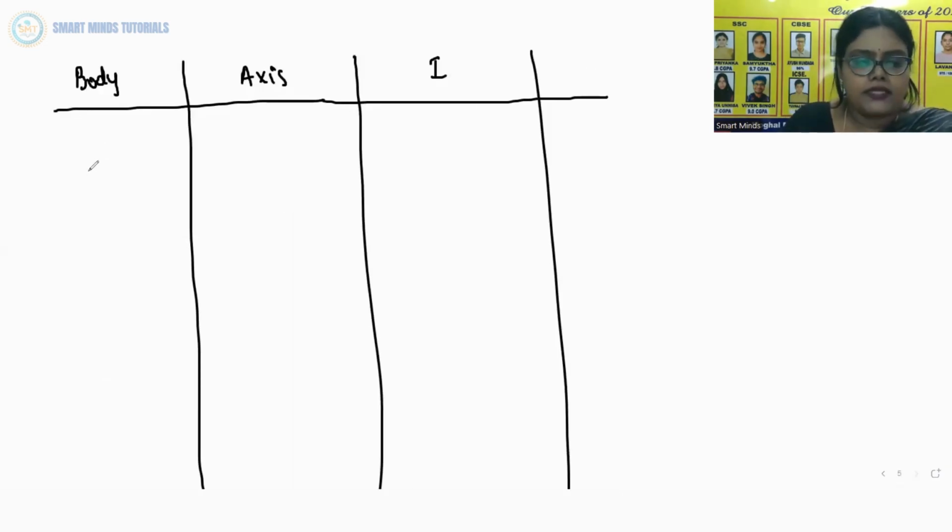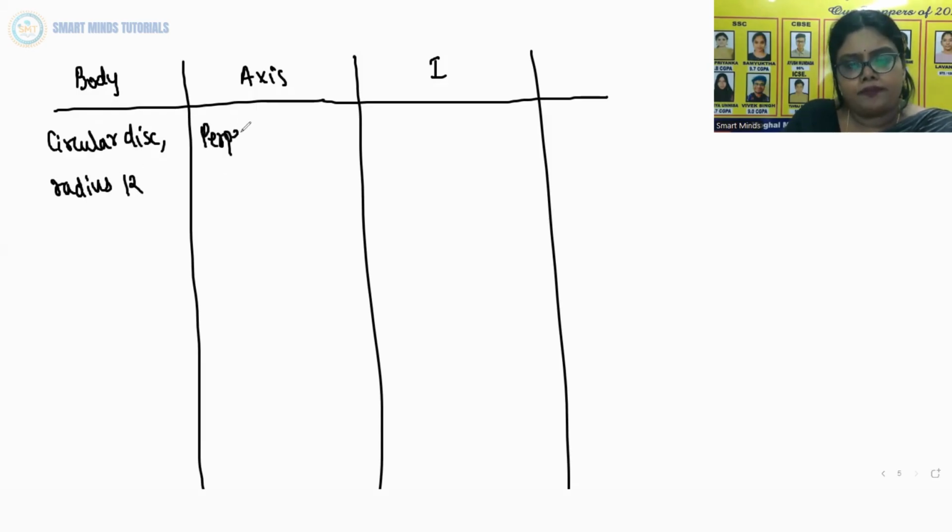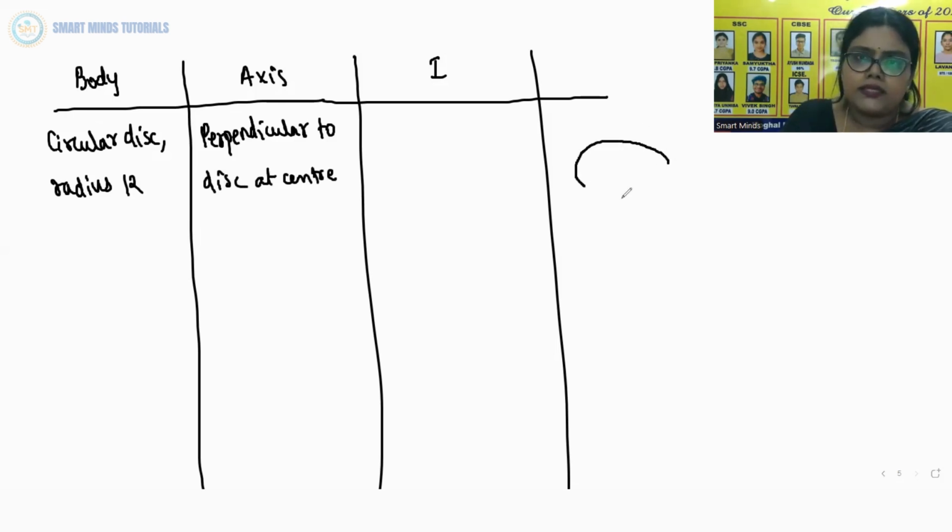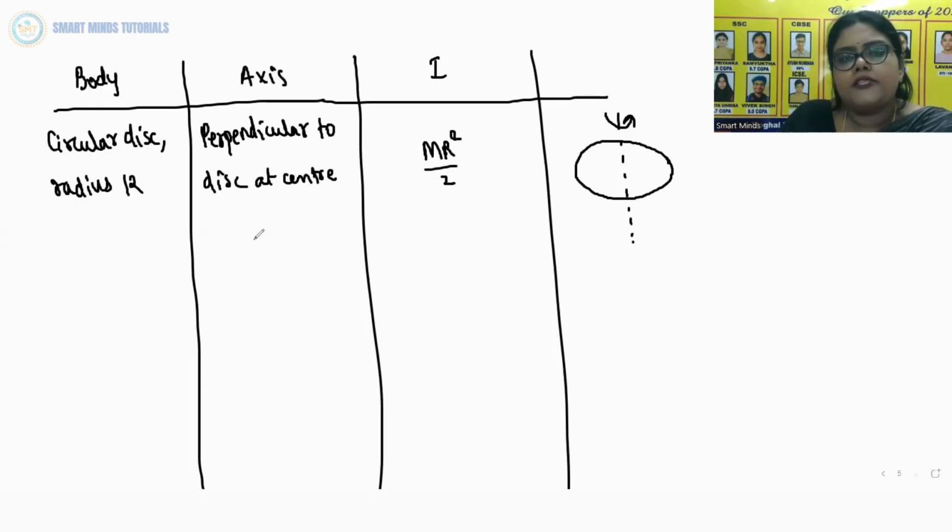So now we will take the next solid, that is a circular disc whose radius is r. And here the axis is perpendicular to the disc at the center. So the disc is like this. It is perpendicular to the disc at the center. This is the axis of rotation. And here I, the moment of inertia, will be mr square by 2.